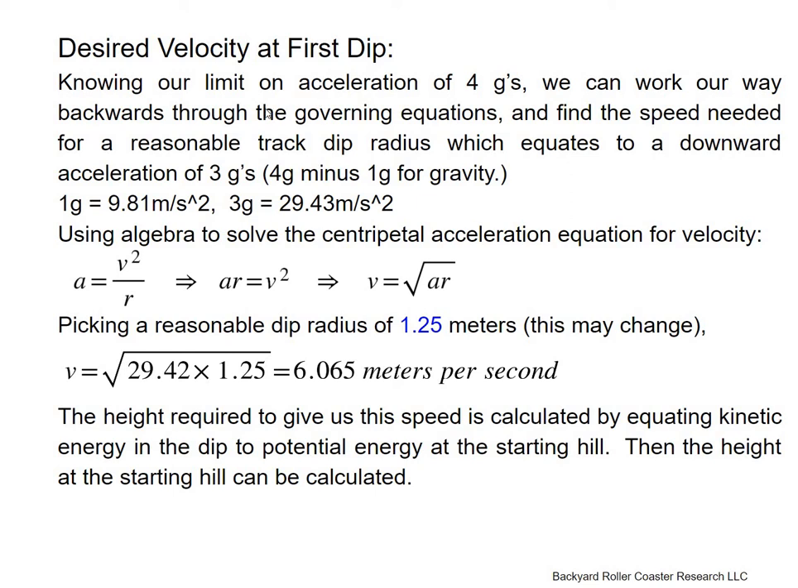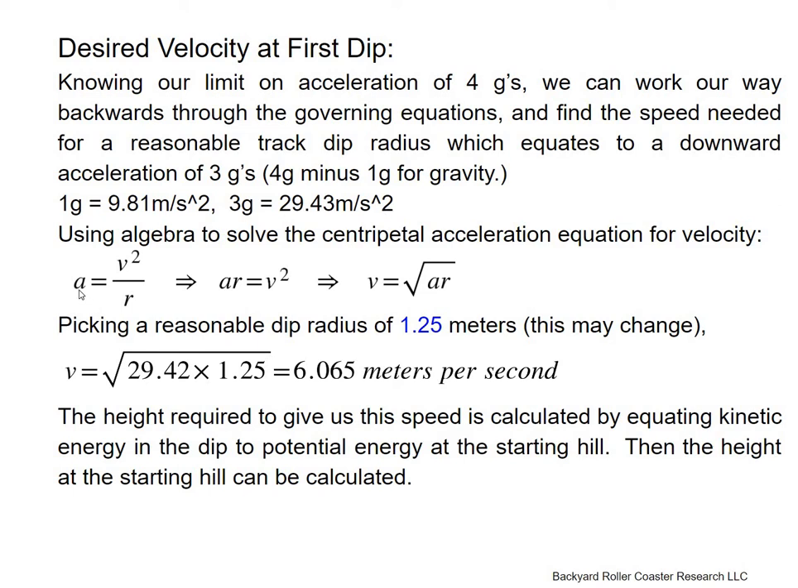So we work backwards on that equation, find the speed needed for a reasonable track dip radius, which equates to a downward acceleration of 3 G. So we subtract 1 G for gravity. We always have 1 G on us, and so the track is going to make a centripetal acceleration of 3 G's. So total is 4 G's. That's how they talk about, when you talk about G forces, it's always with the 1 G added. So 1 G times 9.81, 3 G's is 29.43 meters per second squared.